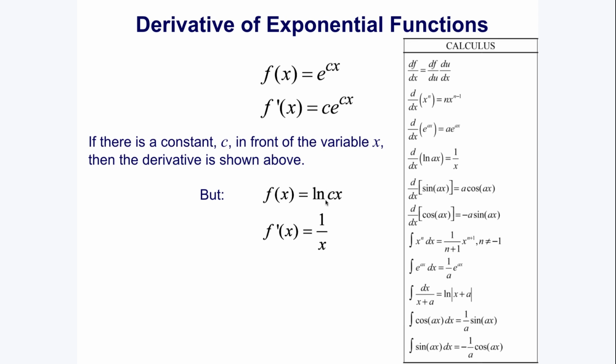But the ln function is different. If you have a constant in your ln function, or your natural log function, which is represented here, that constant is not multiplied out in front, which is what many students tend to think. So we don't see this that often, but it's an important note to make that the derivative of a natural log function, regardless of how complex the function within that natural log function is, it's always going to be 1 over x, or 1 over the variable.